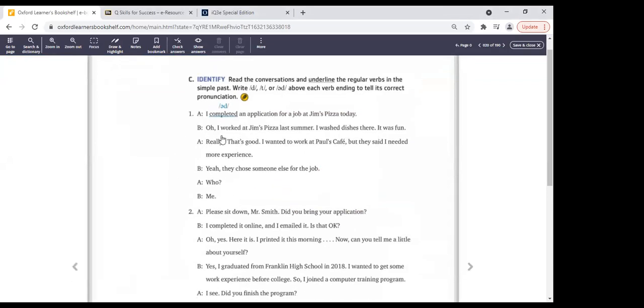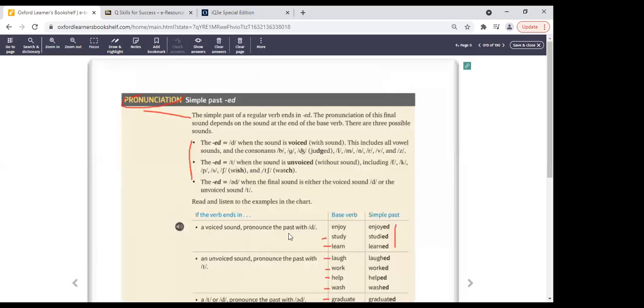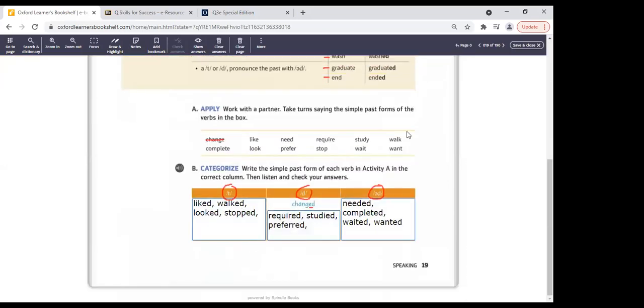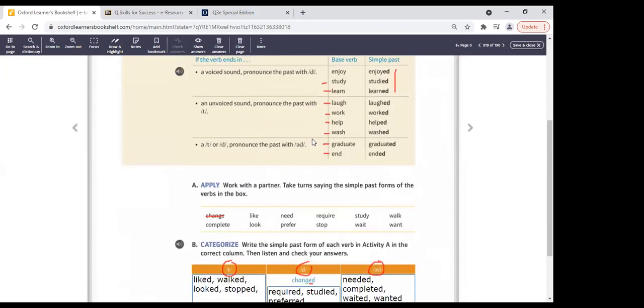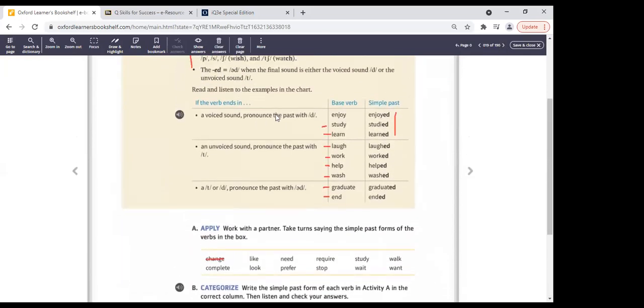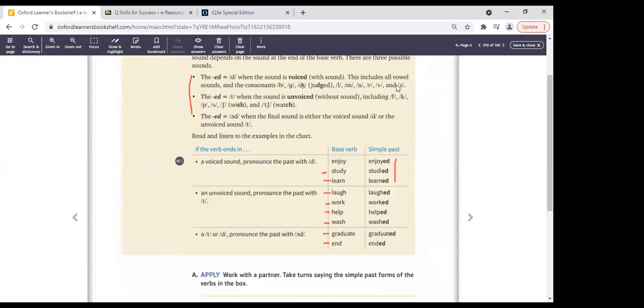Okay, so the next activity, we'll leave this one. It's the same thing again: writing the d, t, and ed. You can just look at the words that we've already done in this activity, and also use the rules. So look at the rules. If it's any of these sounds, it's going to be a d sound. Any of these, it'll be a t. And if it was a d or a t, it'll end with an ed.